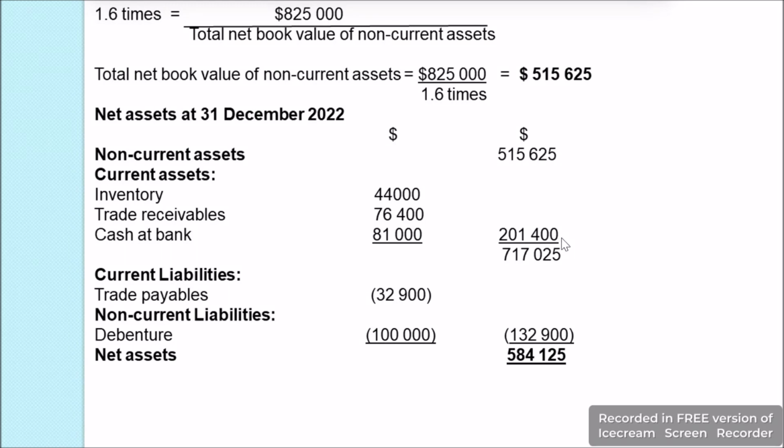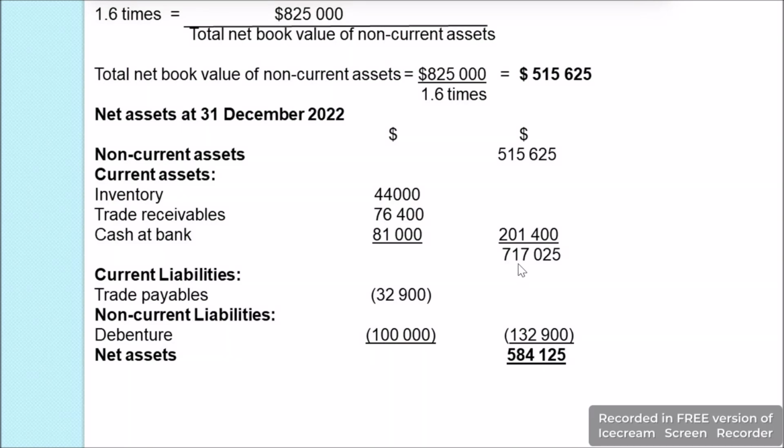And now we will take the non-current assets. To this we add the current assets. We will get the total assets as $717,025. From here we have to subtract the total liabilities. So we'll start with the current liabilities, in which we have trade payables as $32,900 and the non-current liabilities, in which we have debentures as $100,000. So when we add these two, it will be $132,900. This has to be subtracted from the total assets to get the net assets.